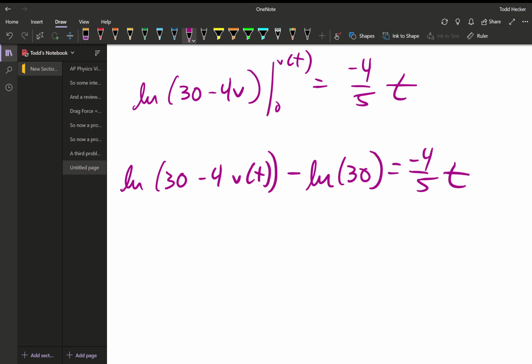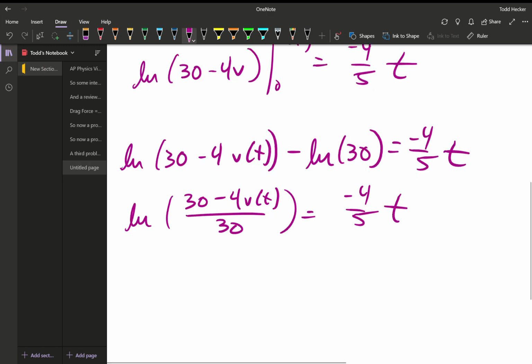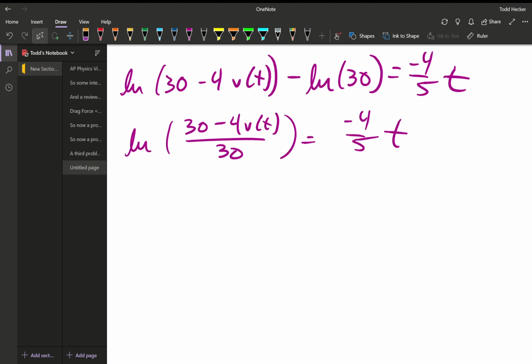Now we have to solve this. Once again I've got the difference between two logs, natural log minus natural log, so that gives me the natural log of (30 minus 4v of t) over 30 equals negative 4/5 t. Now we take e to the power of each side. I might have been saying raise them to the e power instead of e to that power at the beginning of the video, so sorry if that was confusing.